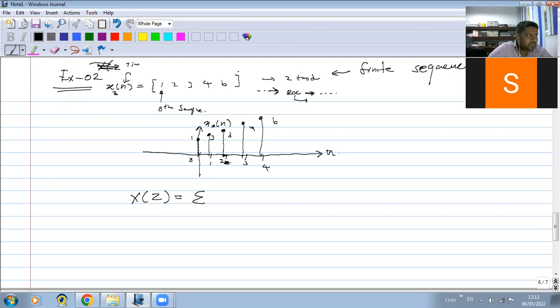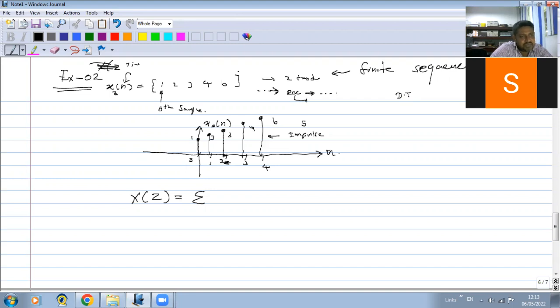You have only 1, 2, 3, 4, 5 samples. So these are also impulses, no? We have only 5 impulses. Normally a discrete time signal, I think in the MATLAB session we have learned this, so better to remember this thing.